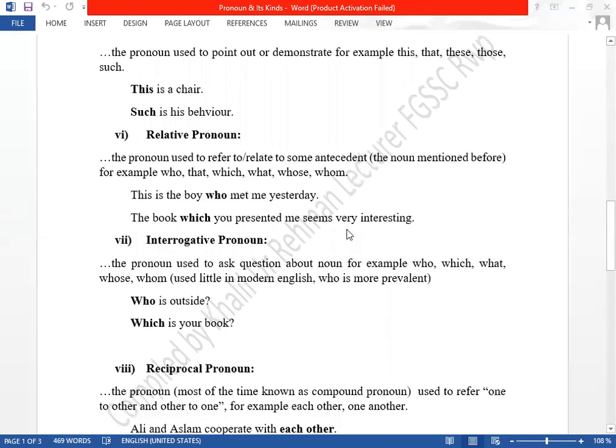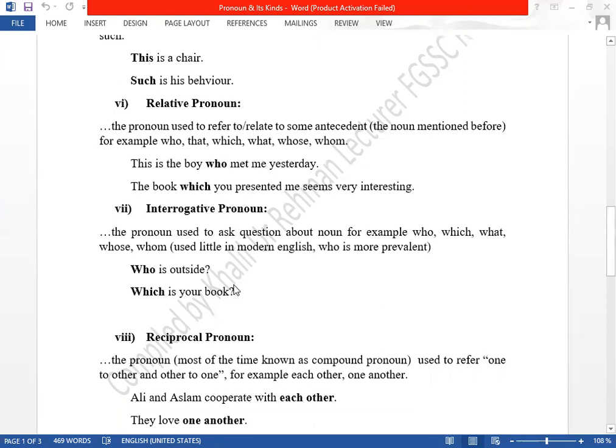And then we come to interrogative pronouns. Interrogative pronouns are used to ask questions about a noun. Here, the student should not be confused with interrogative adverbs, because interrogative adverbs are used to ask questions about some verb. When we ask, who is outside, who is called an interrogative pronoun because it is asking about a noun, not a verb.